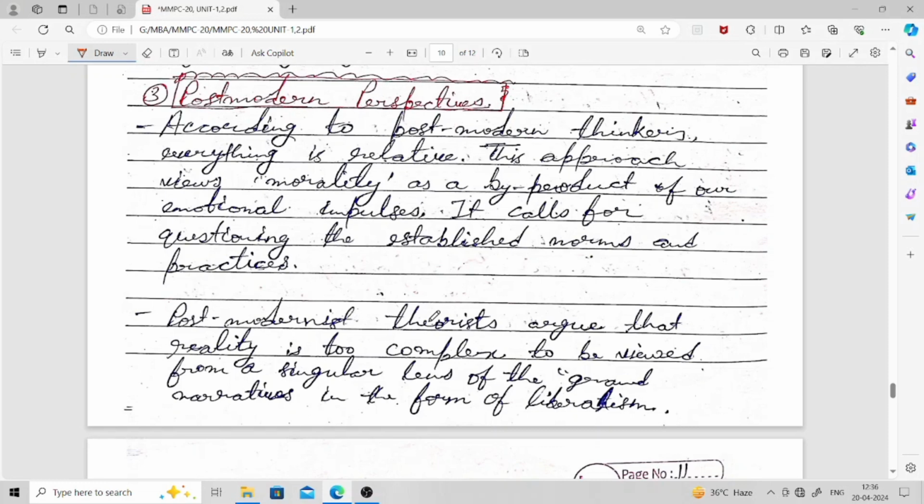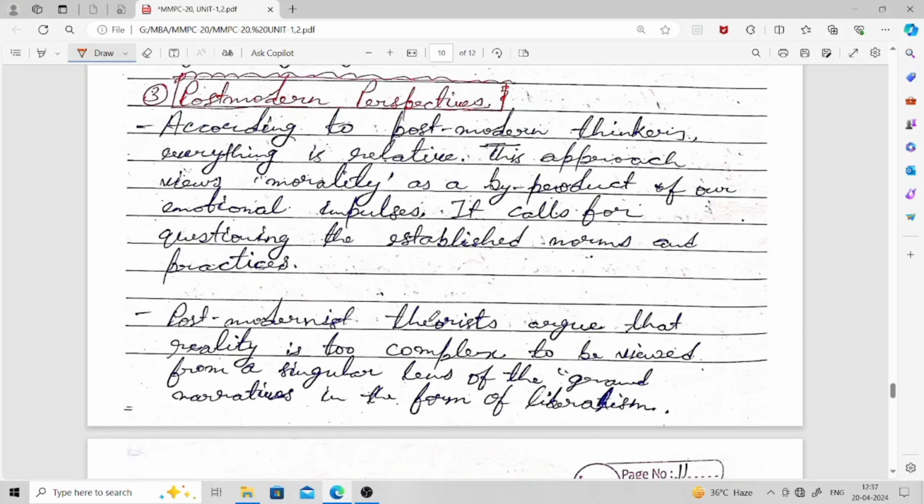It calls for questioning the established norms and practices. Whatever is already established, it tries to question those things. So why are those decisions morally good and why are others not that good? That kind of moral question should be asked. According to the norm something is right, so why is that right and why is another not right? Why is one practice treated as right and another as wrong? That kind of questioning should be there.